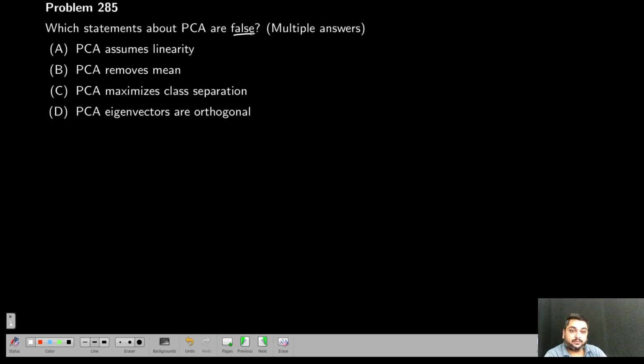Which statements about PCA are false? PCA assumes linearity. This is true. PCA removes mean? No. It just readjusts or recenters the mean. PCA maximizes class separation? No, this is not a supervised learning algorithm. PCA eigenvectors are orthogonal. This is true. So B and C are the answer.